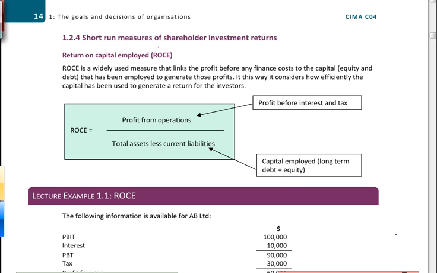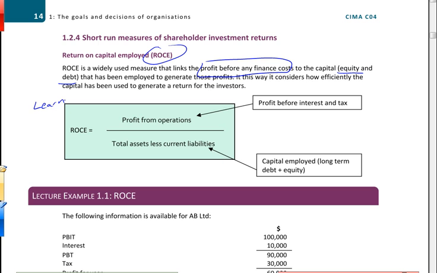So let's look at how we calculate these short-run measures of shareholder investment returns, and we start with the return on capital employed. What we're looking at here is, well, how well has the business used its capital to provide a return to the providers of that capital? The providers of that capital are the equity holders, the shareholders, and the debt holders, the providers of loan finance. So what we're looking at is the profit before any finance costs divided by the level of capital employed. And this is the formula that you need to learn.